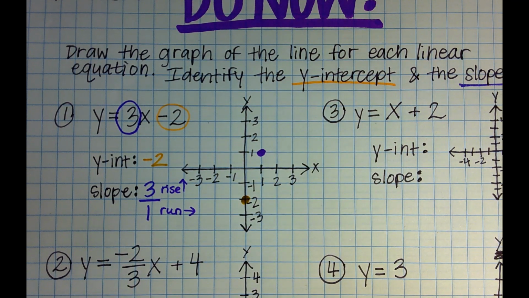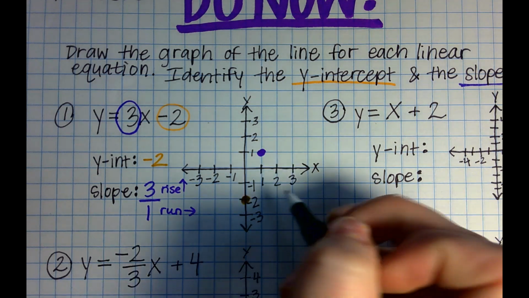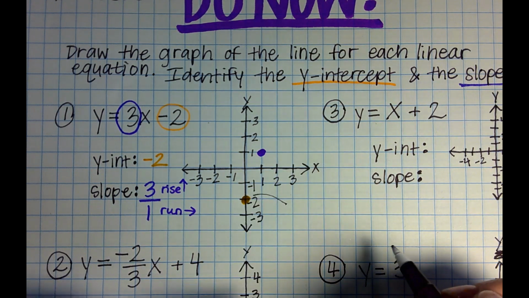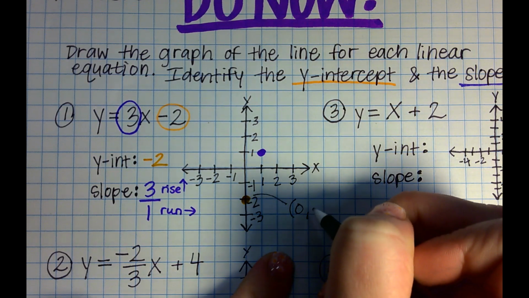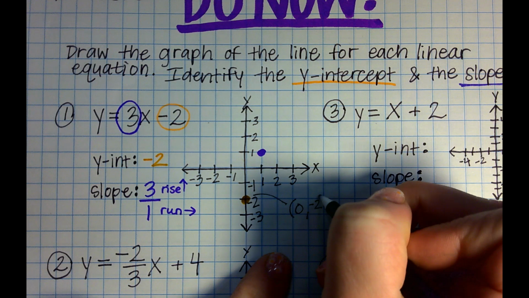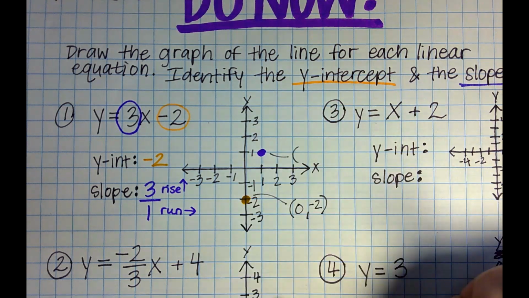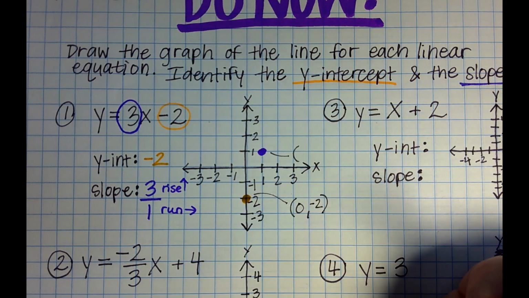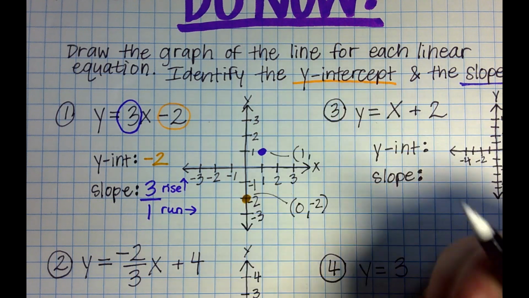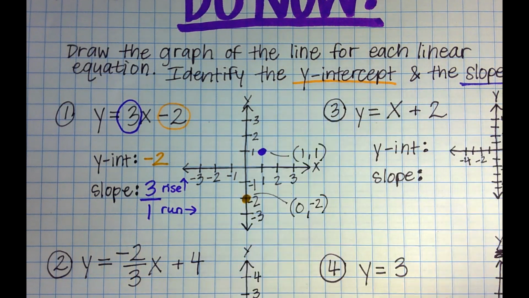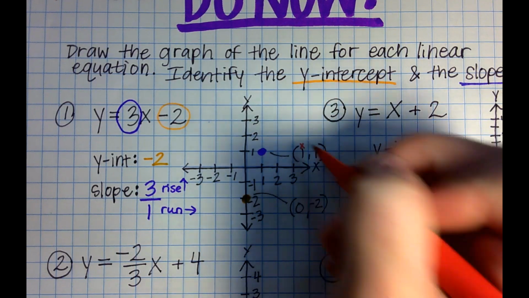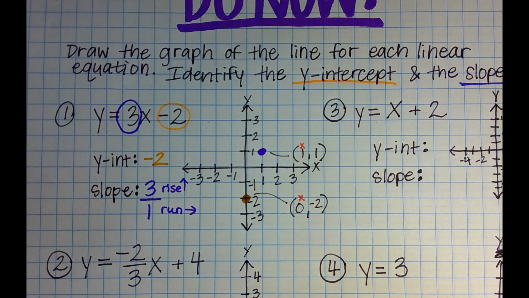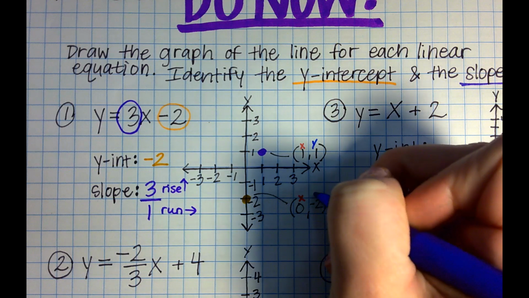Perfect. All right, can we name these coordinates? What's our first coordinate? 0, -2. Good. And our second point? 1, 1. Awesome. And just as a refresher, in a coordinate, the x value comes first and the y value is next. That order will not ever change.